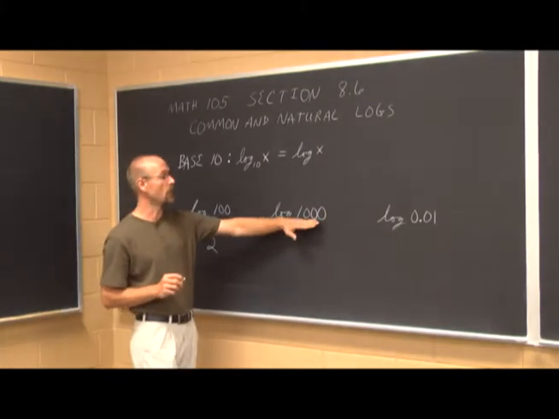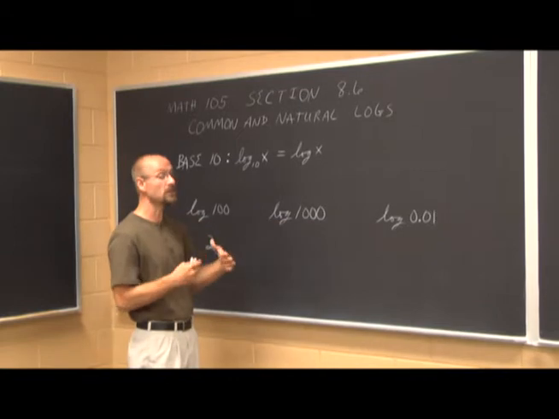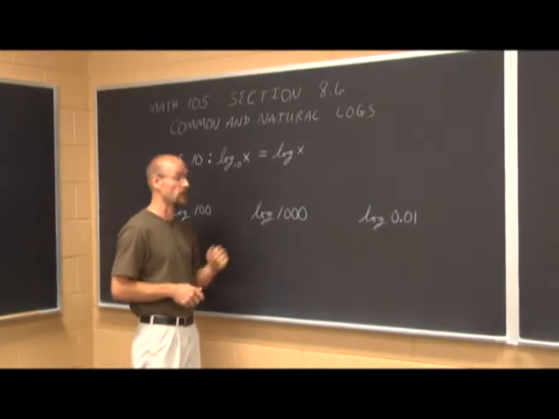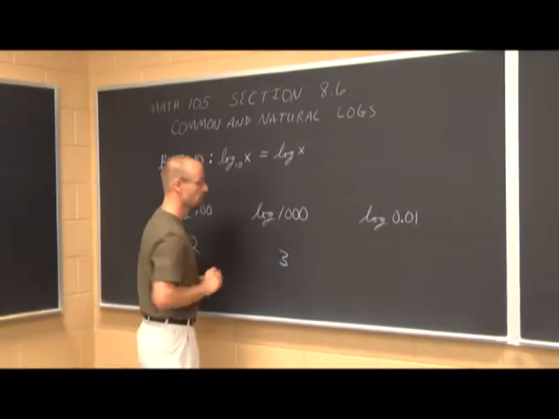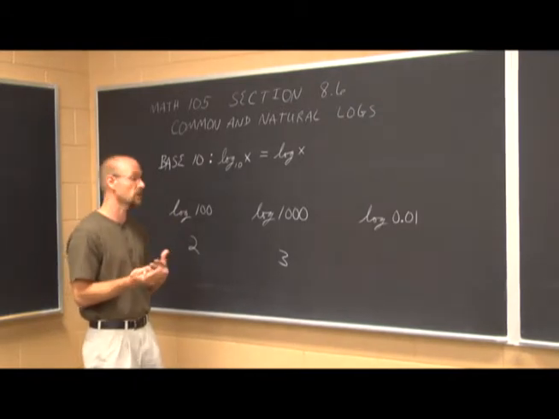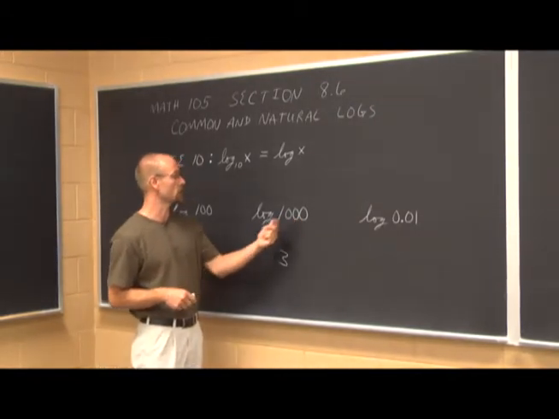If we look at this one, how many factors of 10 do we have here? 10 to what power is 1,000? That's what the log asks us. Well, that would be 3. 10 times 10 is 100, times another 10 would be 1,000.